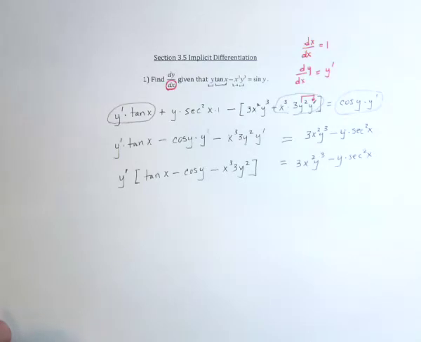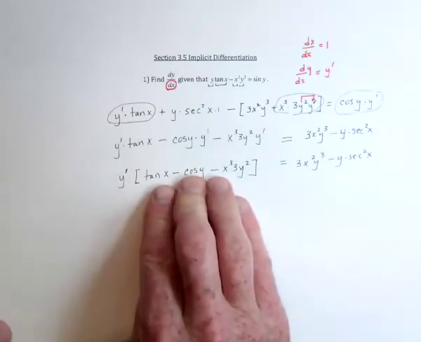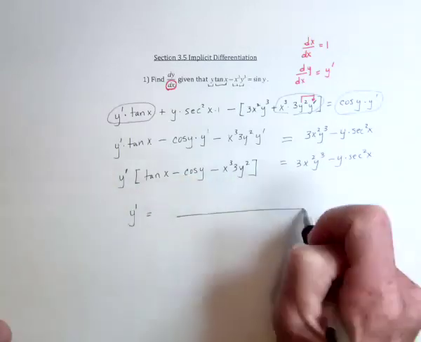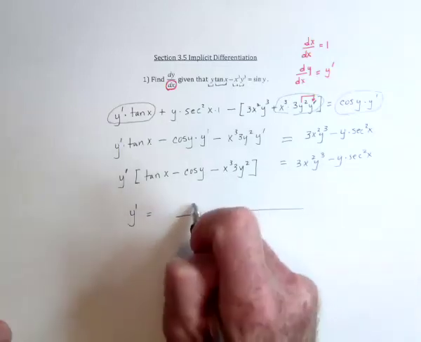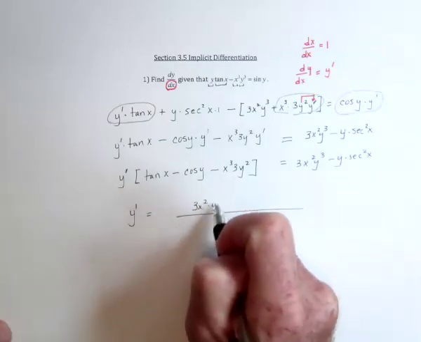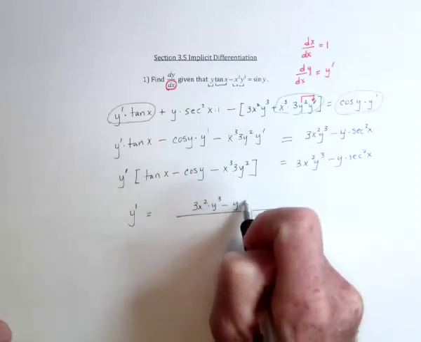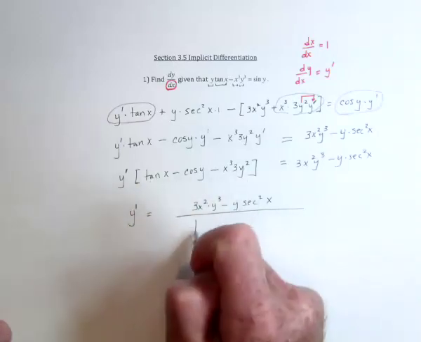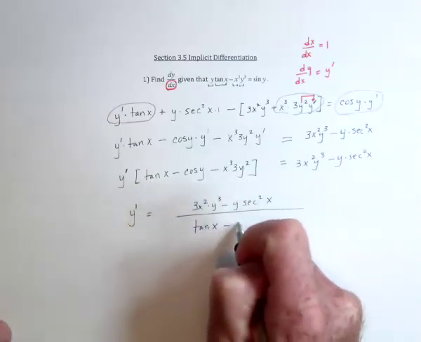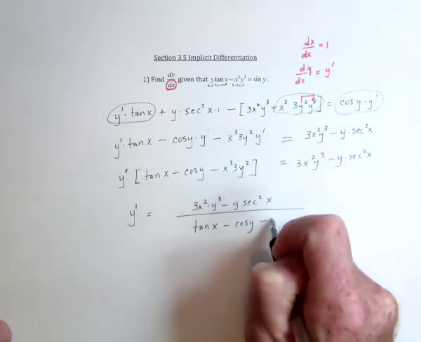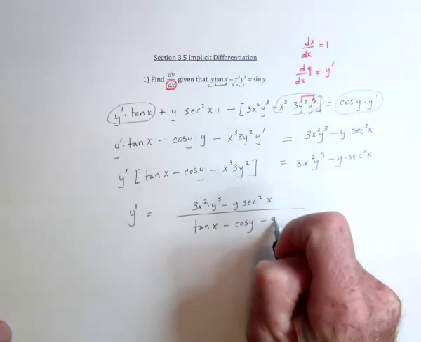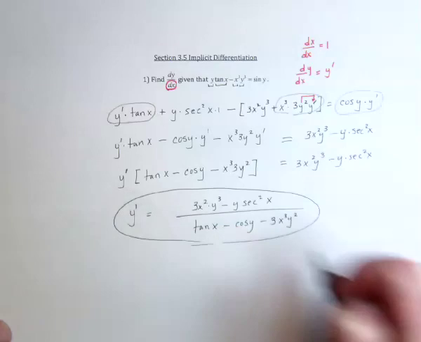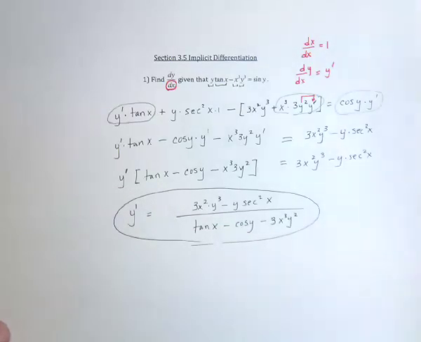And one final step to solve for y prime is divide both sides by this thing. So we'll have y prime is equal to a fraction with this as the numerator, 3x squared y cubed minus y and secant squared of x. And then it's divided by all of this. I guess I might as well put that 3 in front. And there's y prime using implicit differentiation.